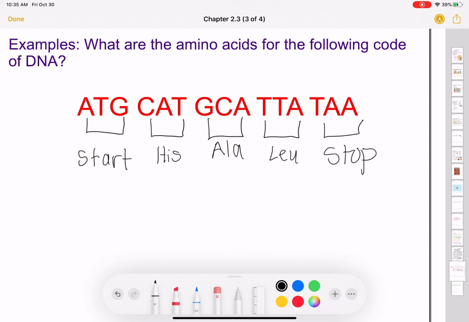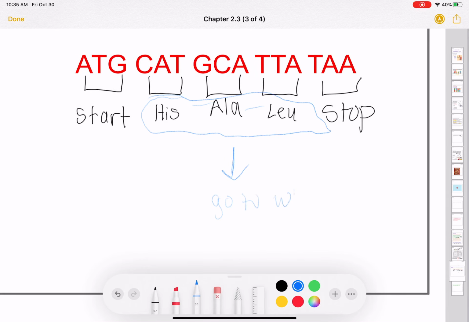Okay, so we need to always have a start and a stop. So when it starts, we know that's going to start creating the chain. And when we have a stop, then in our nucleus, it's going to break off. So this piece that's connected together, which is only 3 amino acids long, this would break off and go somewhere in the body. Go to where it's needed.